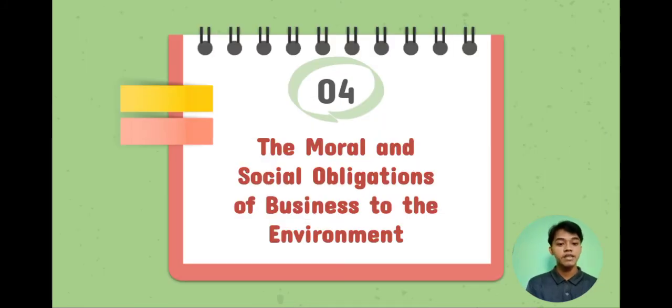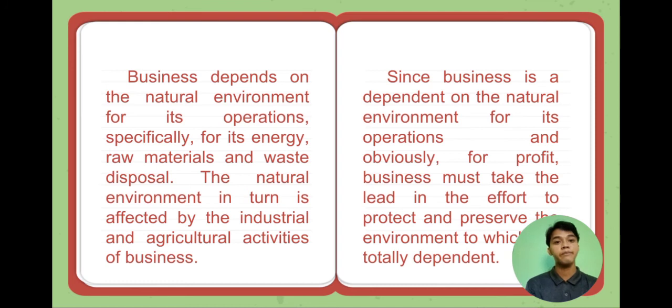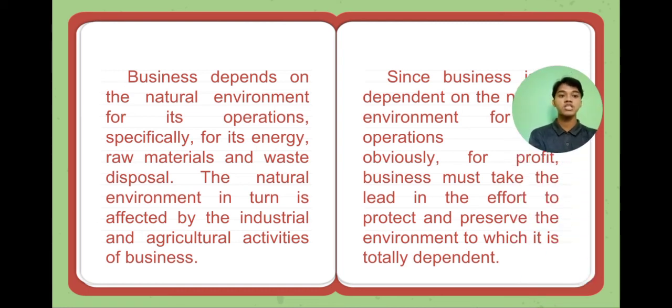And finally, the last part of this presentation, which is the moral and social obligations of business to the environment. Business depends on the natural environment for its operations, specifically for its energy, raw materials, and waste disposal. The natural environment, in turn, is affected by the industrial and agricultural activities of business. Since business is dependent on the natural environment for its operations and obviously for profit, business must take the lead in the effort to protect and preserve the environment to which it is totally dependent.